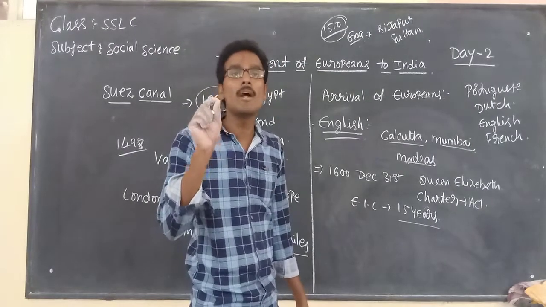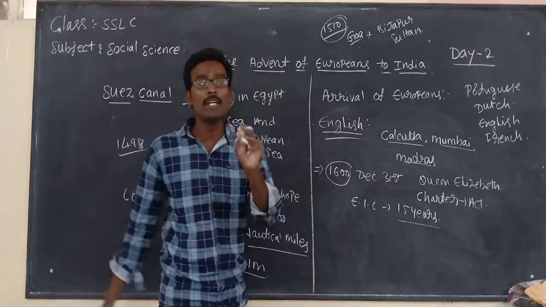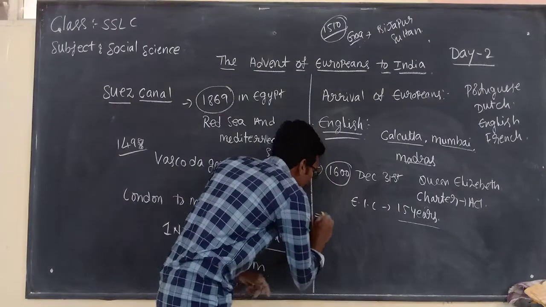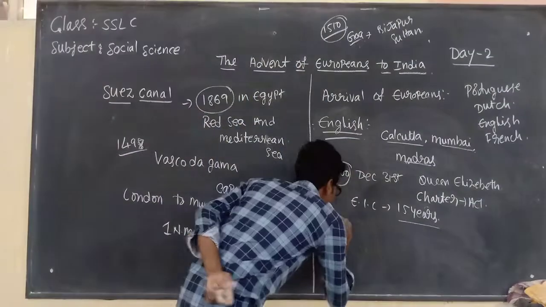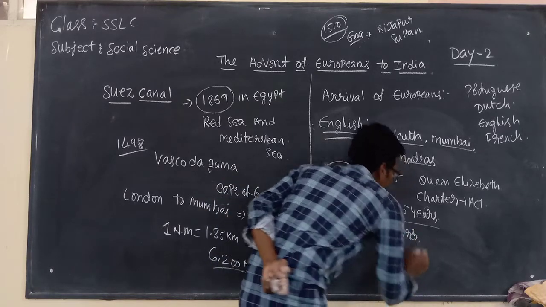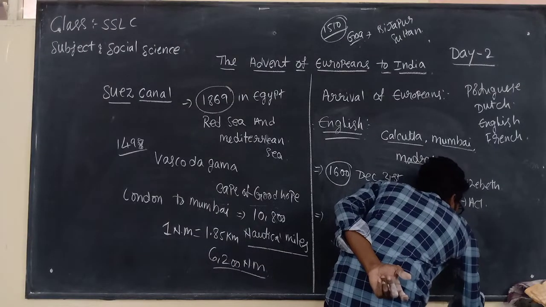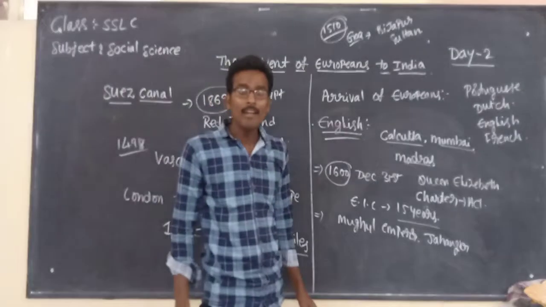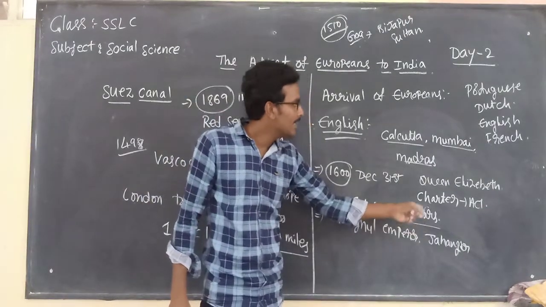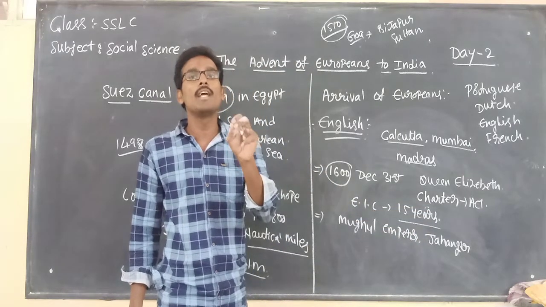So the British East India Company was established in the year 1600. After that, the Mughal Emperor Jahangir gave permission to the British people to establish their factory at Surat.